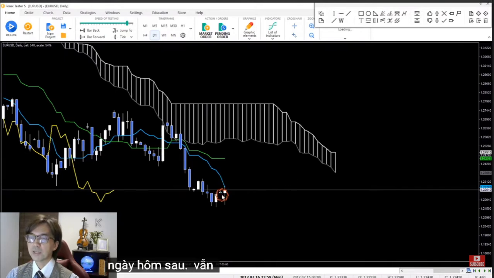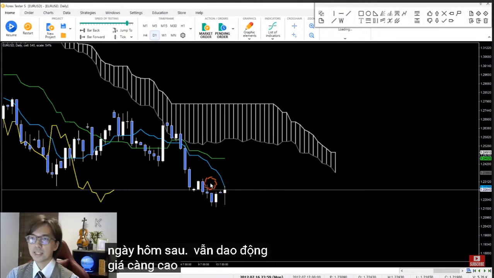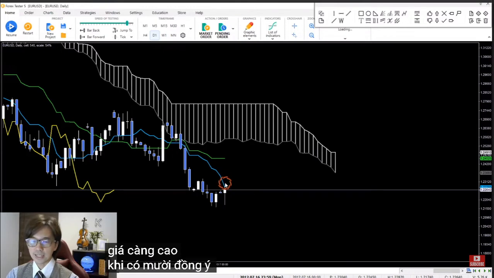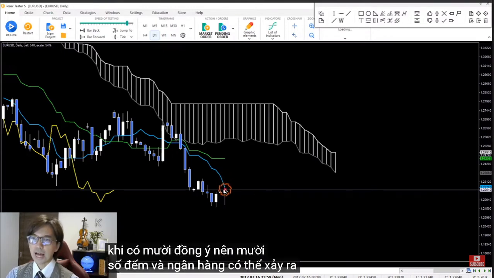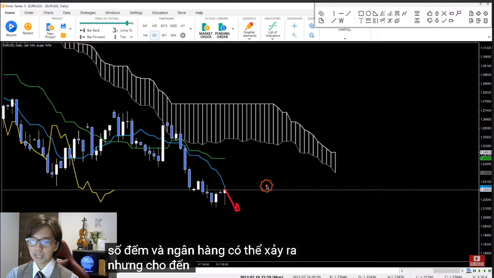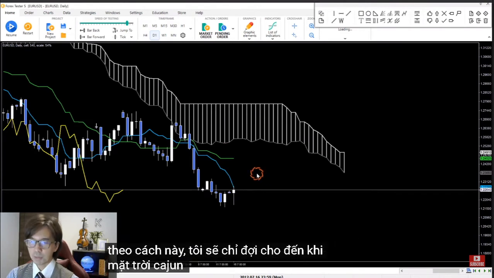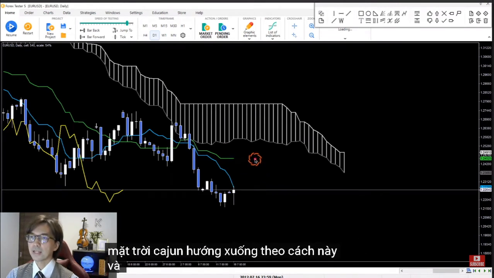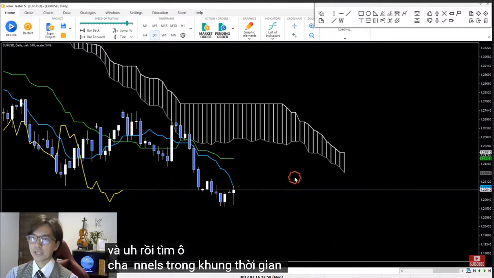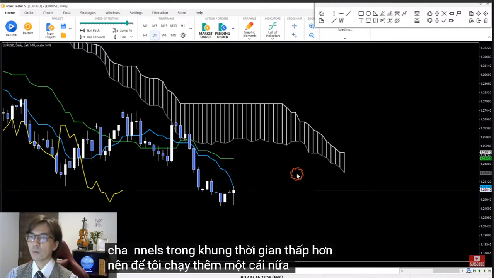Okay, the next day it's still ranging. The price hit this Tenkan-sen, so a Tenkan-sen bounce could happen, but until I see the Kijun-sen point down this way, I will just wait until it points down, and then look for the sell chance in lower time frames. So let me run one more.